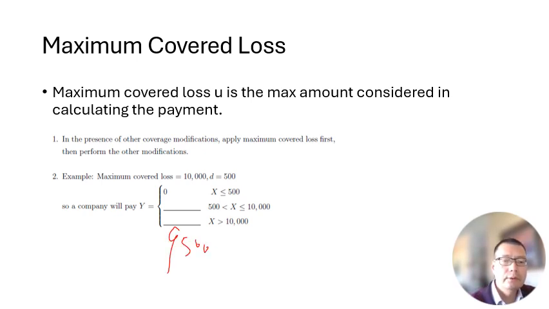Okay, so what if the loss is between 500 and 10,000? In this case, the loss is less than 10,000, but we still need to apply the deductible, which is X minus 500, because at this time the payment will be based on the actual loss minus the deductible.